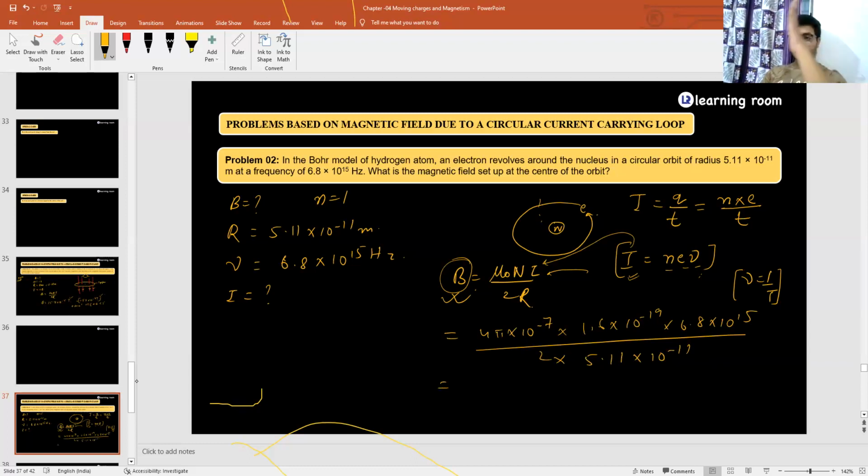So first of all, I'll take the numerical values on one side and the powers of 10 on the other side. So I'll have 4 pi into 1.6 into 6.8 upon 2 into 5.11 on one side. Now see here, 10 to the power minus 7 minus 19 plus 15, and this minus 11 goes up, it will be plus 11. Now you solve it.